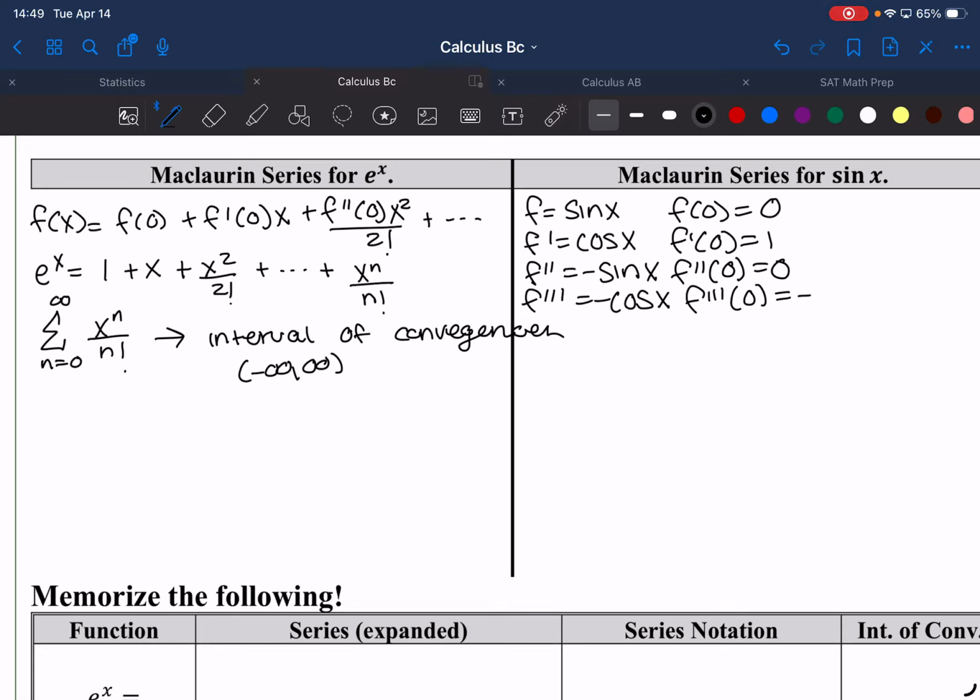Okay, we can write this in series notation as the summation of n equals 0 to infinity of -1 to the power of n times x to 2n plus 1 over 2n plus 1 factorial. And again, based off of convergence, this is going to be an interval of convergence from -infinity to +infinity. So again, from all real numbers.